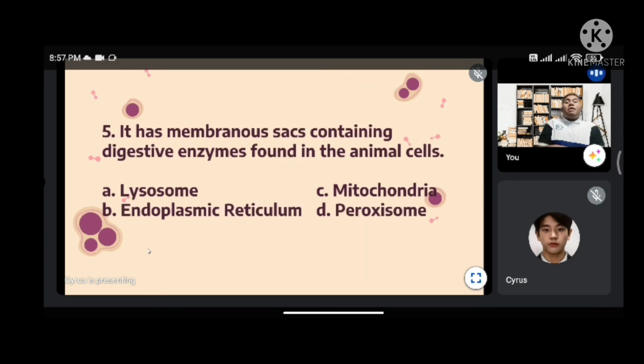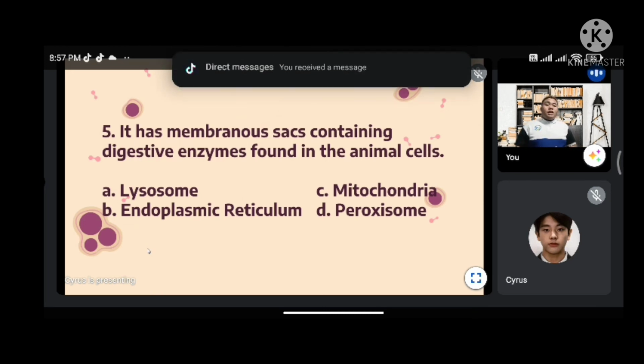Number 5. It has a membranous sac containing digestive enzymes found in the animal cell. A. Lysosome. B. Endoplasmic reticulum. C. Mitochondria. Or D. Peroxisome.